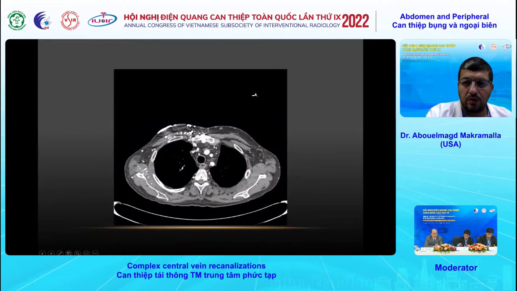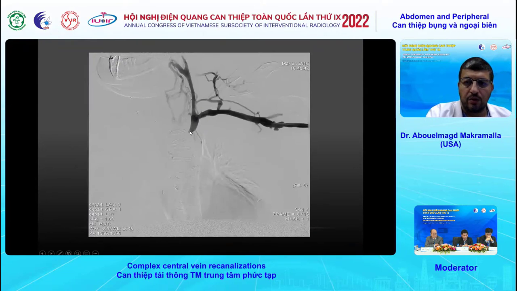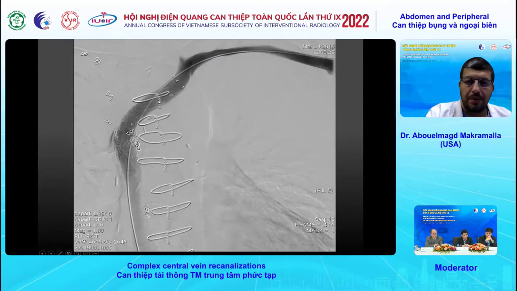As you can see, the central veins, there is no brachycephalic vein, just scar tissue that's calcified. And then we brought the patient for a venogram. As you can see, this brachycephalic vein is completely occluded with only collaterals. So we were able to sharply canalize the vein and place a covered stent.